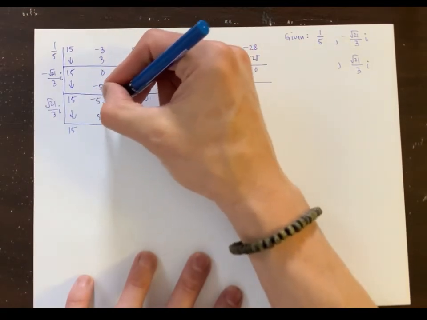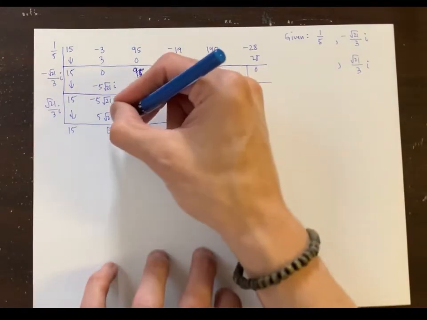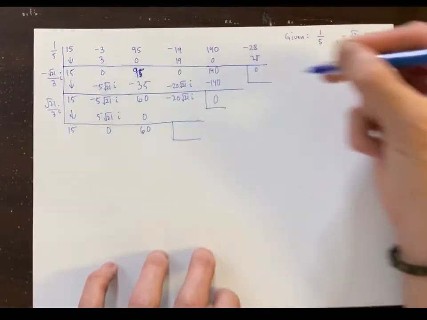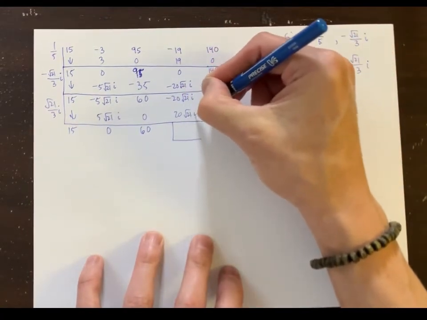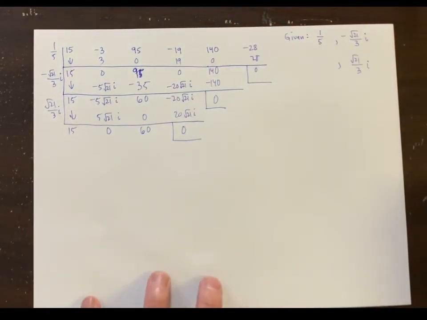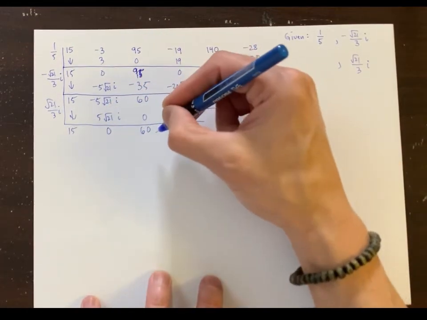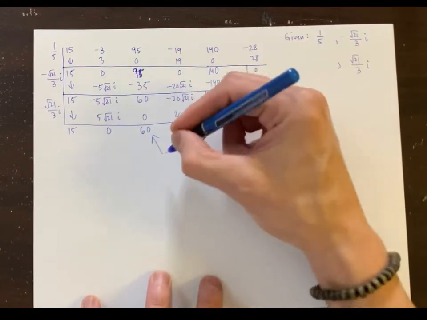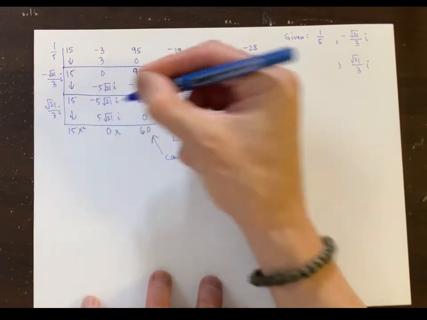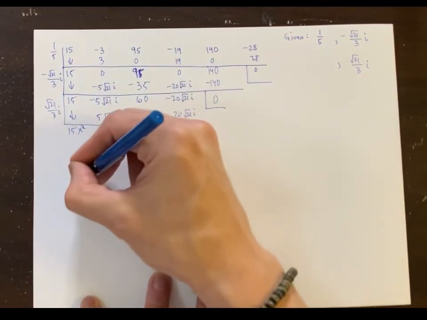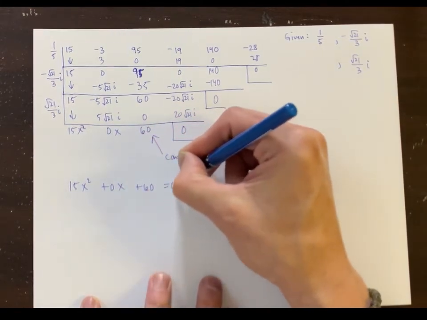You see here, this will be 5 square root 21i, and that gives you 0. 0 times that is 0, plus 60 is 60. 60 times that is going to be positive 20 square root 21i, which creates a remainder of 0. And now we're pretty much done. What we can do here is we can build this polynomial. See, that's your constant. And this is x, and this is x squared. So we get 15x squared plus 0x plus 60 equals 0.